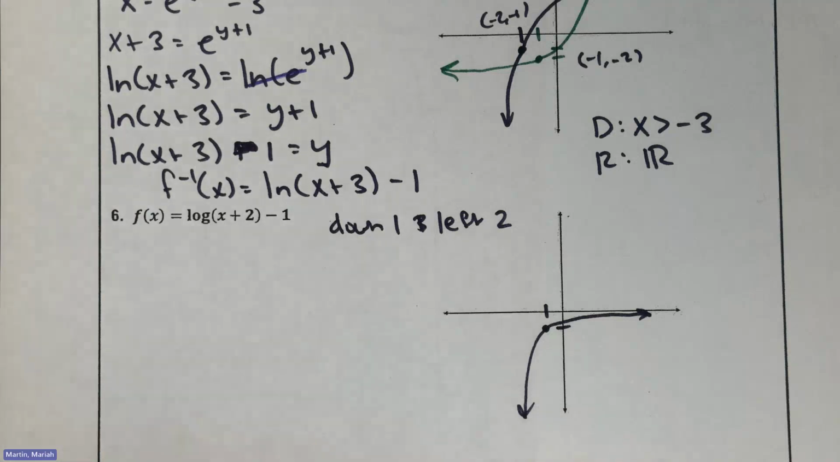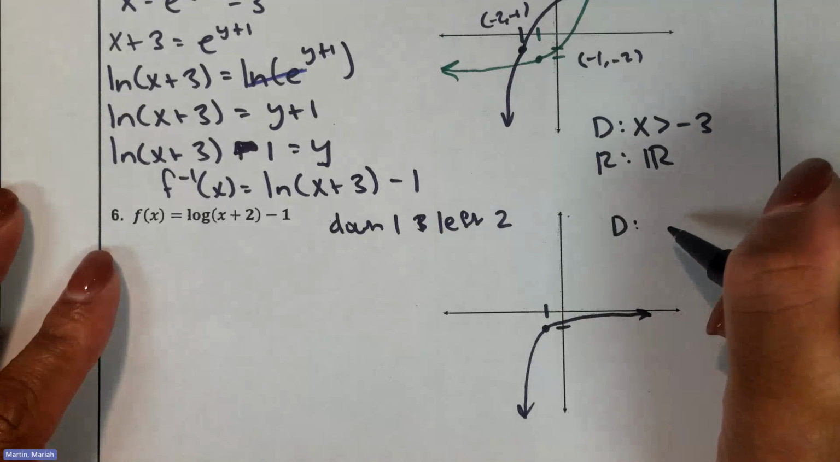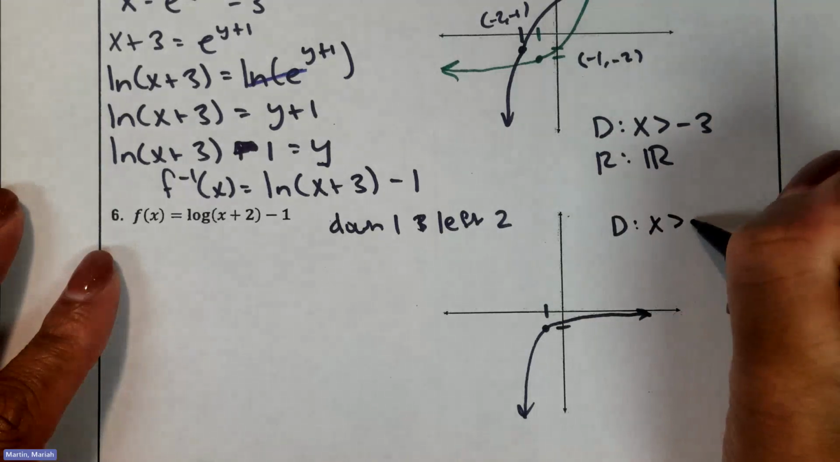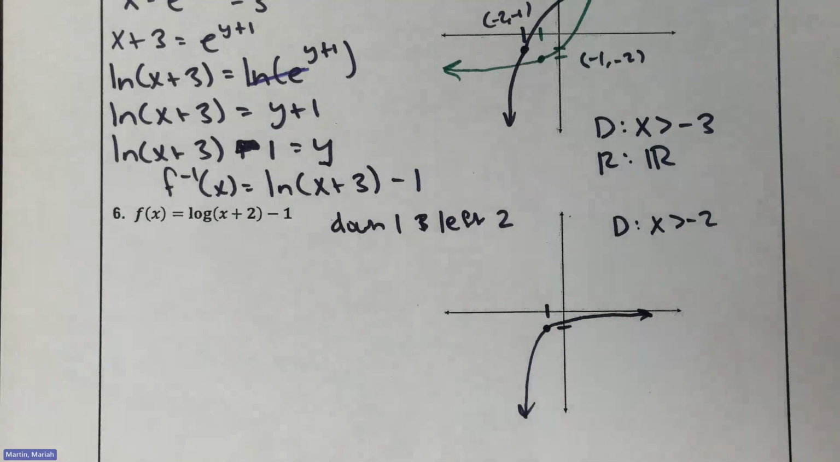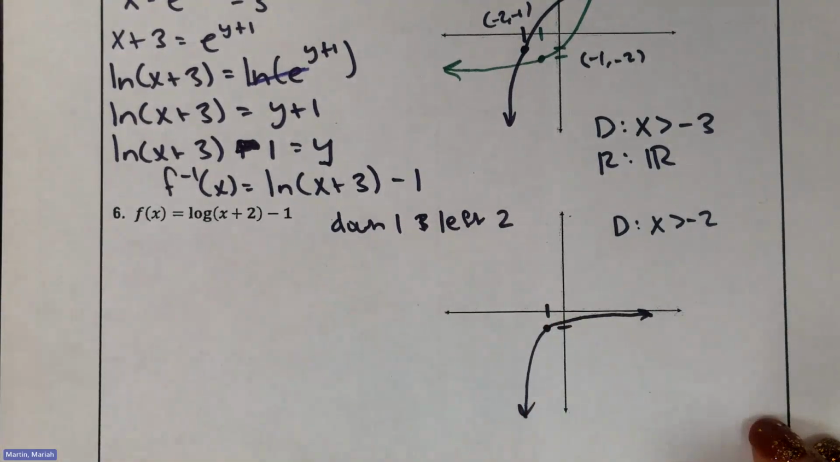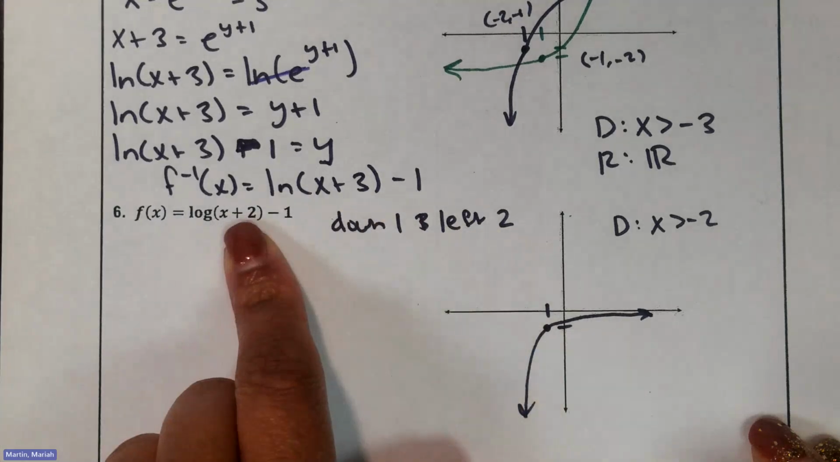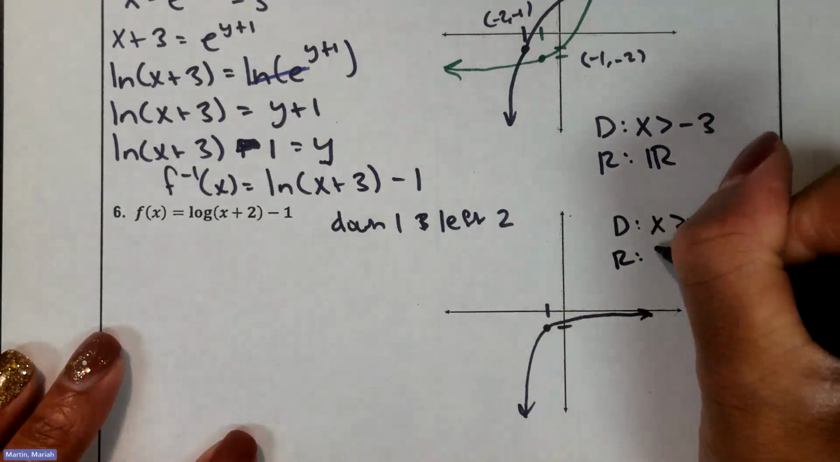Our domain for our log function is x is greater than -2. Because this is a log, it's the inverse of exponential. So this has a vertical asymptote at -2, which was inside our parentheses. Okay, our range is all real numbers.